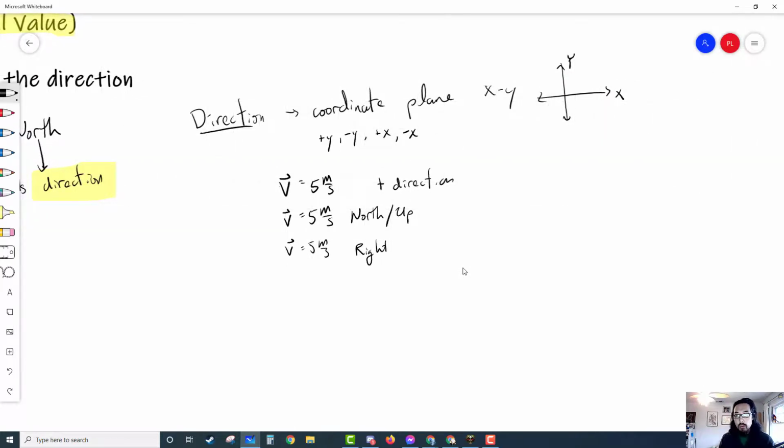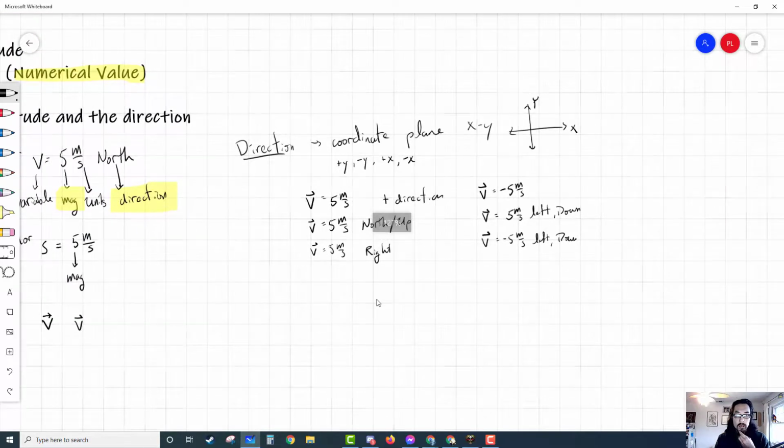Now on the flip side, we could also write it like this: negative 5 meters per second. And this negative will be the direction. This can be the same as 5 meters per second left, or down, which is all the same. You could also write it like this: negative 5 meters per second left or down. This is just really covering your bases so that the audience knows that we are talking about the negative coordinate. All right, so that's direction.